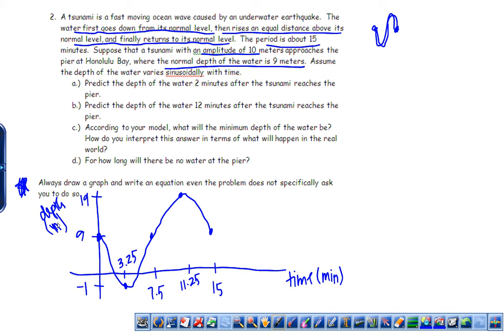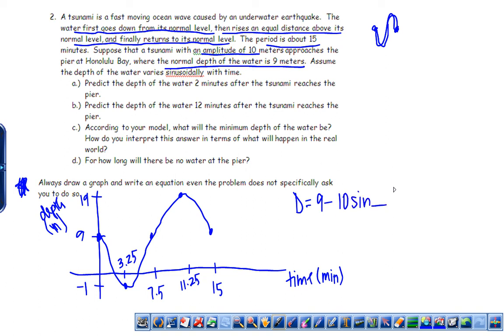Okay, let's go ahead and do an equation so we can answer these. There's a couple of ways you can do this. I see this as an inverse sine function. You could go ahead and do a cosine function if you wanted to. So I'm going to write both of these just in case. So this is going to be a depth. Let's do inverse sine first. So this is going to be a shift of 9. Since it's an inverse sine, this is going to be -10.